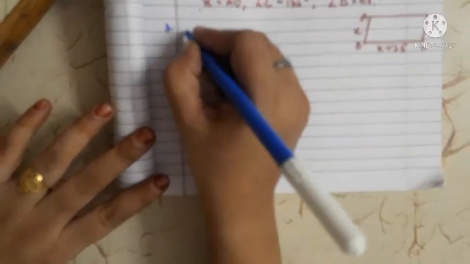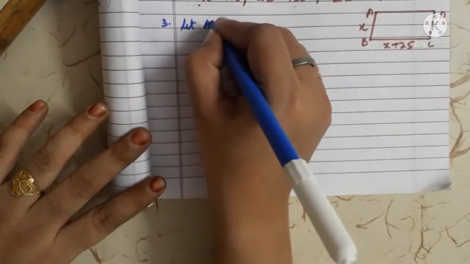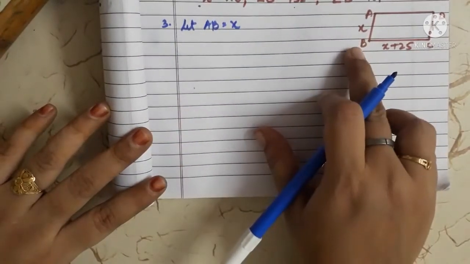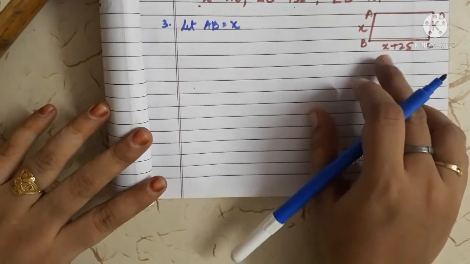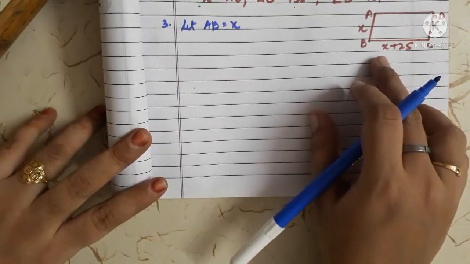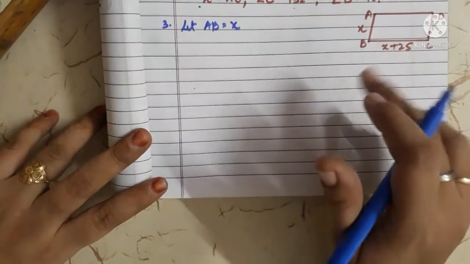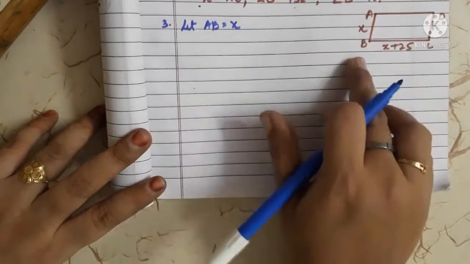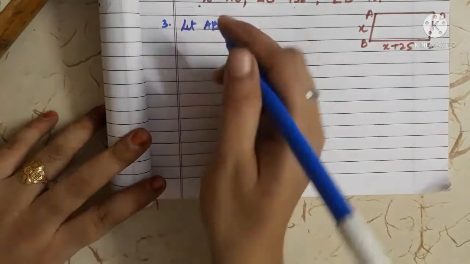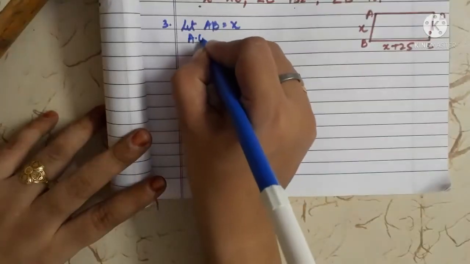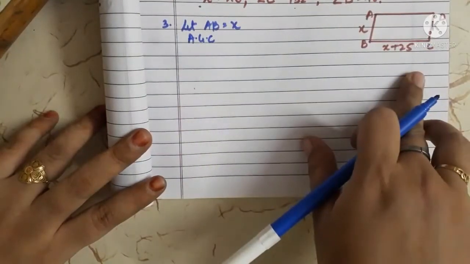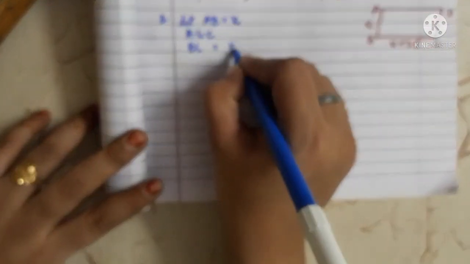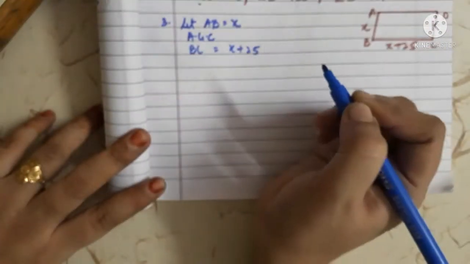So we will take, let AB is equal to x. In the question x is not given. I have written it in the diagram for better understanding. And it is given that the other side is greater than the first one by 25. So we will take AB as x. Therefore, according to the given condition, the other one is greater by 25. Therefore we will get BC is equal to x plus 25.